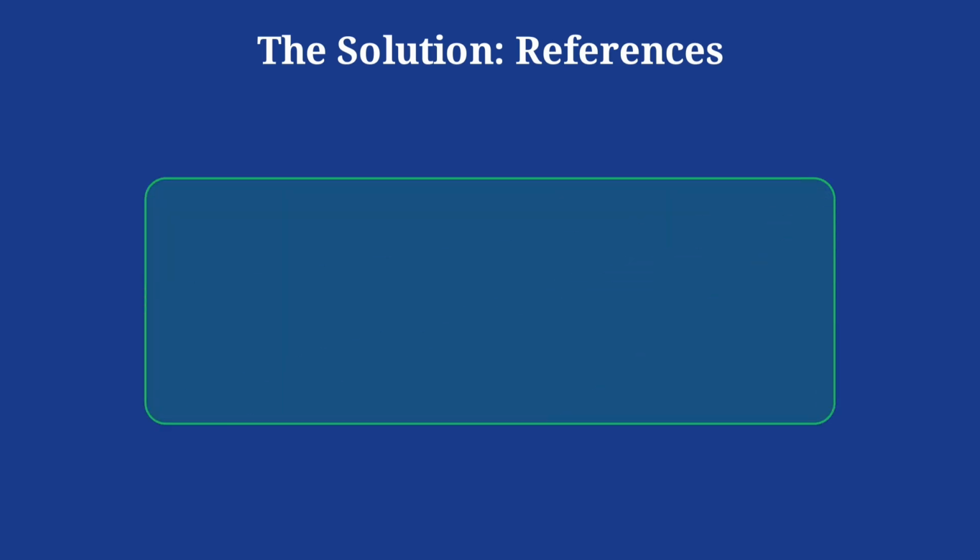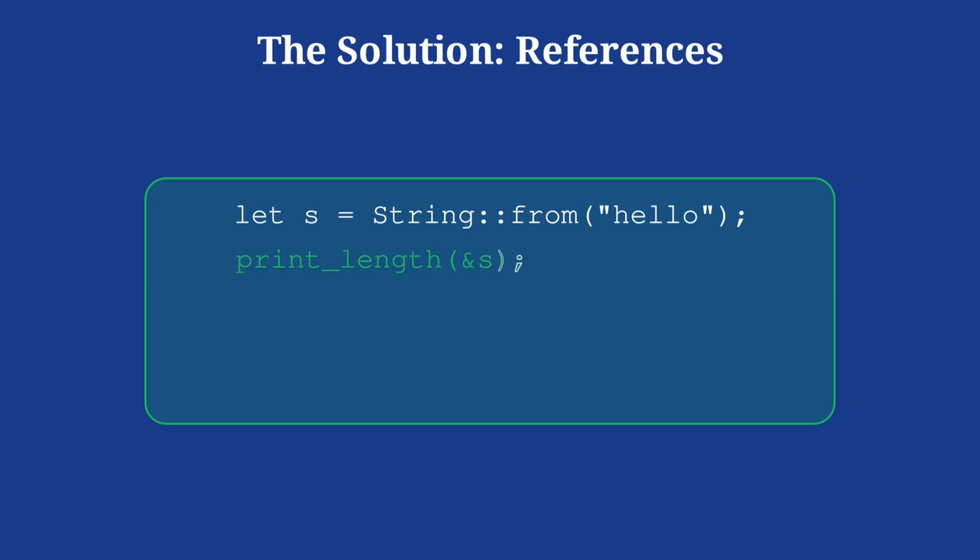Look at this. We pass a reference to the function instead of the value itself. Notice that ampersand symbol. That creates a reference. Now, when we try to use the original variable afterward, it works. The variable is still valid because we never gave up ownership. We just let the function borrow it for a moment.